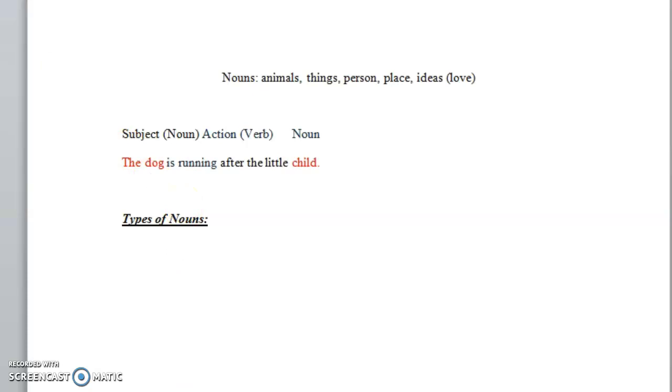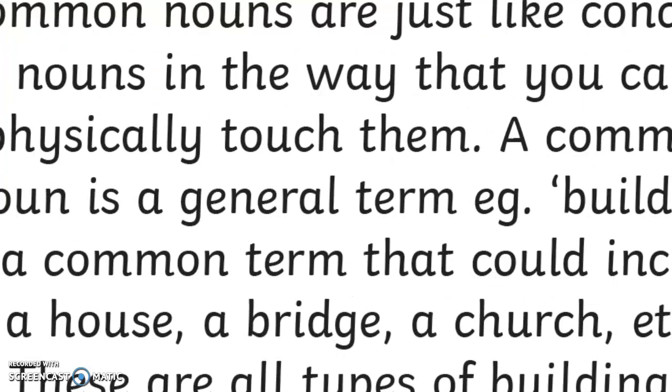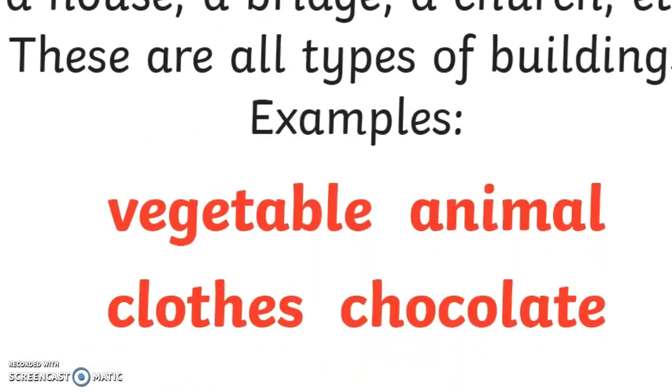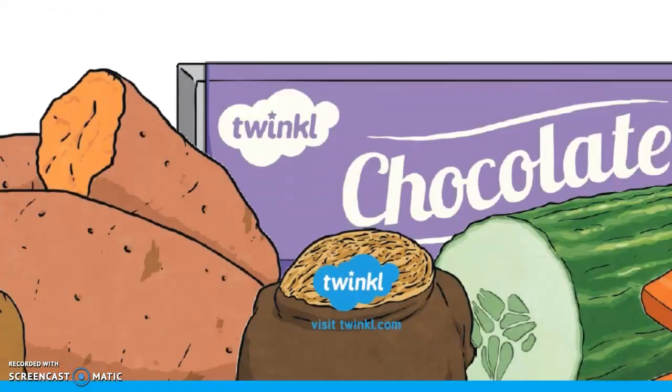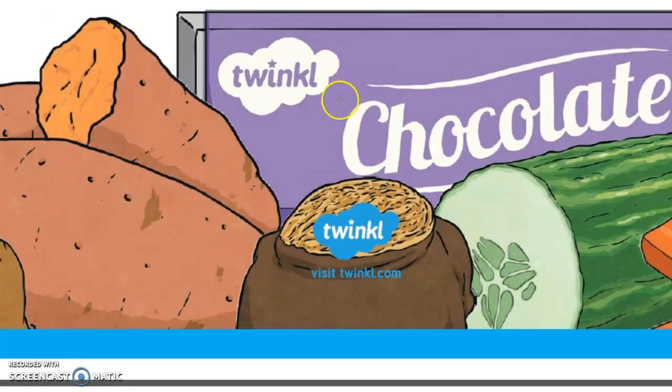So types of nouns. First, we have the common nouns. Common nouns or concrete nouns. They are things that can be touched, can be seen, or sometimes can be heard. For example, here we have chocolate, cucumber, bird, for example. It's something that can be seen, can be heard. It's found all around us. So this is the common noun.